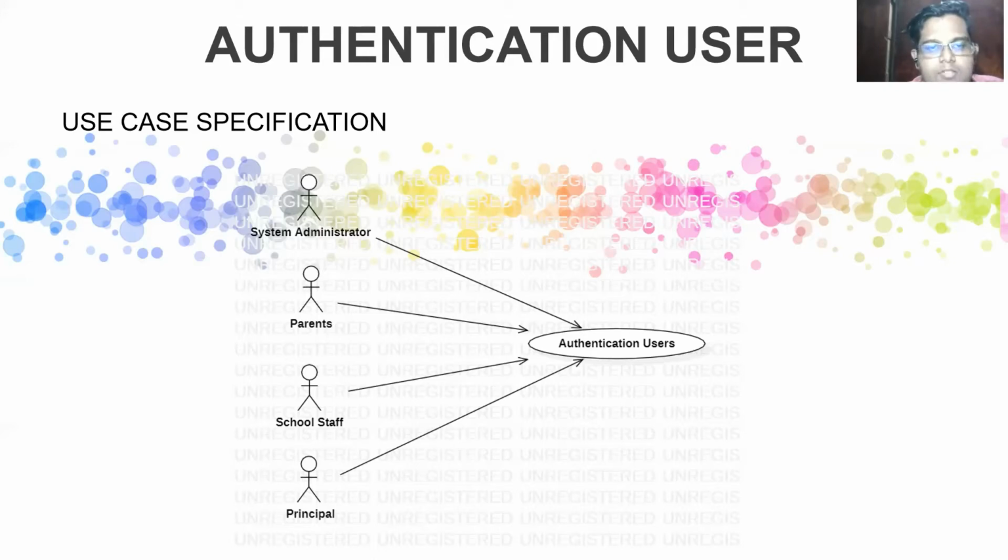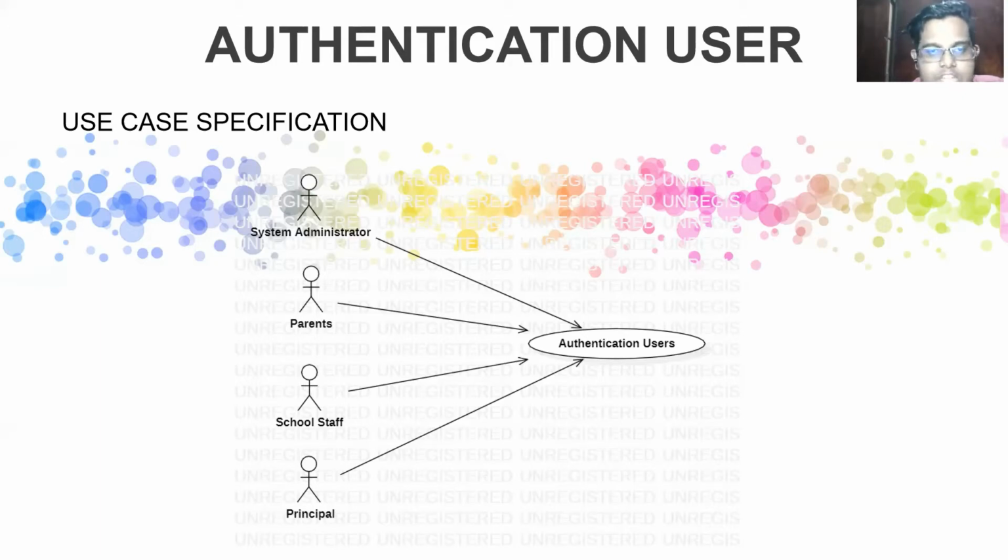So the parent, school staff, system administrator, and principal can also select forget password if they forget their password. And after they finish their work, they can log out anytime. So let me see the alternative flow. So for A1 logout, the actor could click the logout to return to the main page.